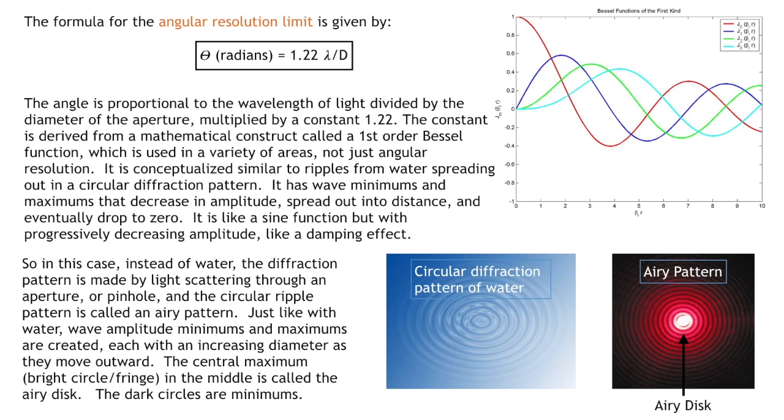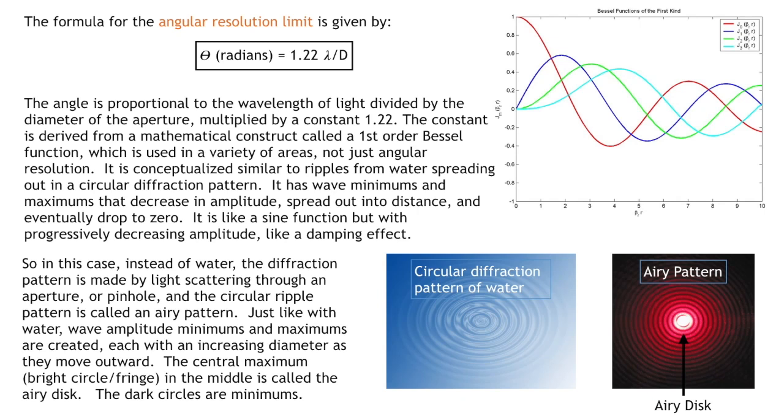So in this case, instead of water, the diffraction pattern is made by light scattering through an aperture or a pinhole, and the circular ripple pattern is called an Airy pattern. The Airy pattern is there on the bottom right. You can see how it looks very similar to the diffraction pattern of a drop in a pond. So just like with water, the wave amplitudes have minimums and maximums, and each of them has an increasing diameter as it moves outward.